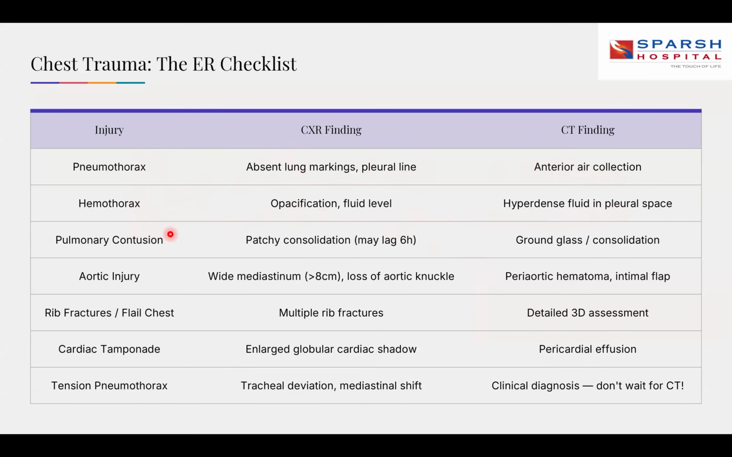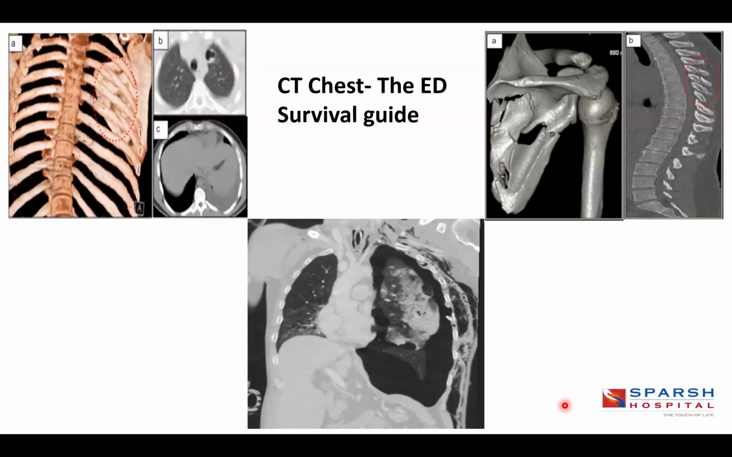Small pulmonary contusions will be seen as ground glass appearance or consolidations. Aortic injuries are very important and can be diagnosed very well on a CT, which will appear as a peri-aortic hematoma or an intimal flap. For rib fractures or flail chest, you can have a 3D reconstruction of the CT, which I'll show in the next slide. Cardiac tamponade and pericardial effusion can be found. And tension pneumothorax should always be a clinical diagnosis. You are not shifting the patient for a CT to diagnose a tension pneumothorax.